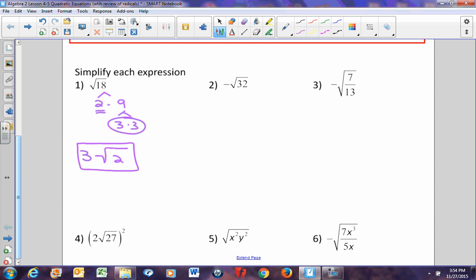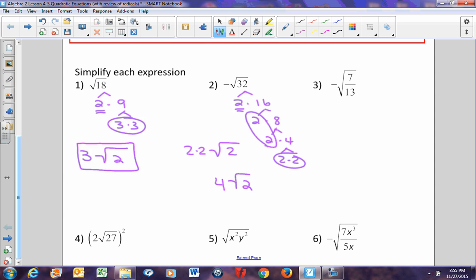The negative square root of 32, that's going to be 2 times 16, and 16 is 2 times 8, and 8 is 2 times 4, and 4 is 2 times 2. If I pair up my 2's, I can take out 2 pairs of 2's, which get multiplied together, and I'm left with 1 2 that gets left underneath. 2 times 2 is 4, square roots of 2, but remember this was negative, so it should be negative 4 square roots of 2.